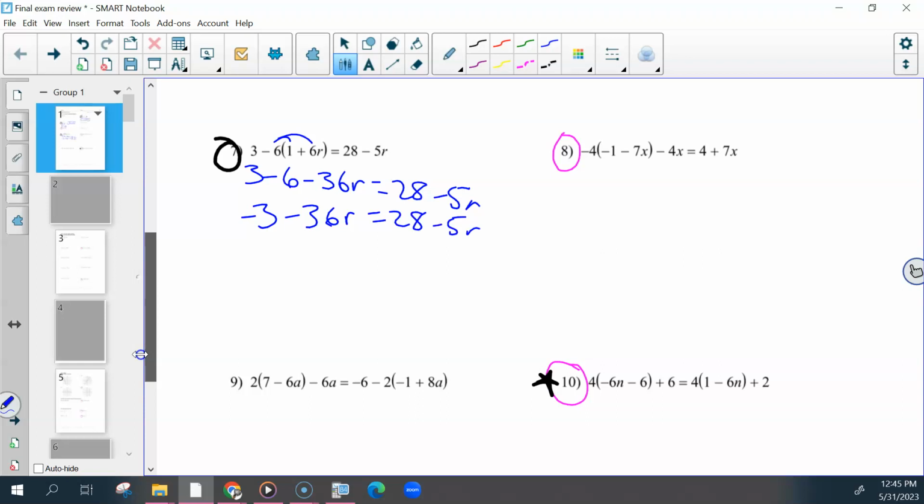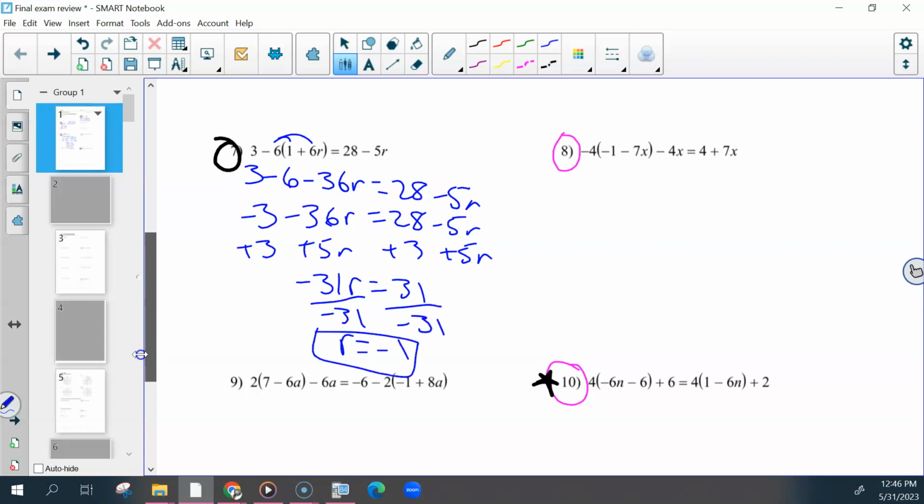Sure. So then you have choices. Nicole said add the 3 over, and we could do that. And then also get rid of the 5 at the same time. Okay. And then divide. What is the value of r? Have any questions on that process?